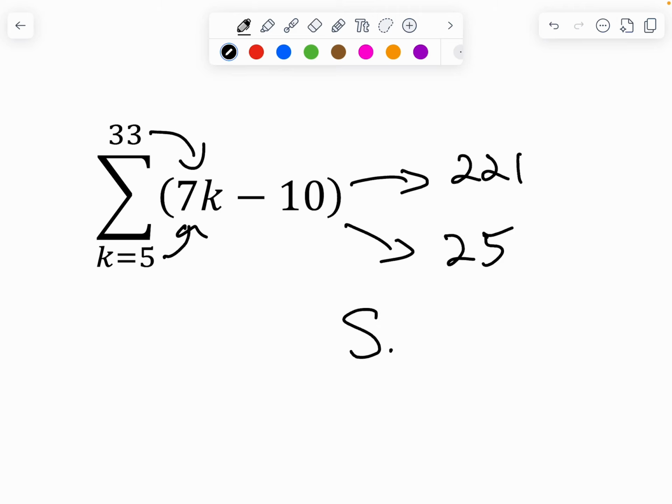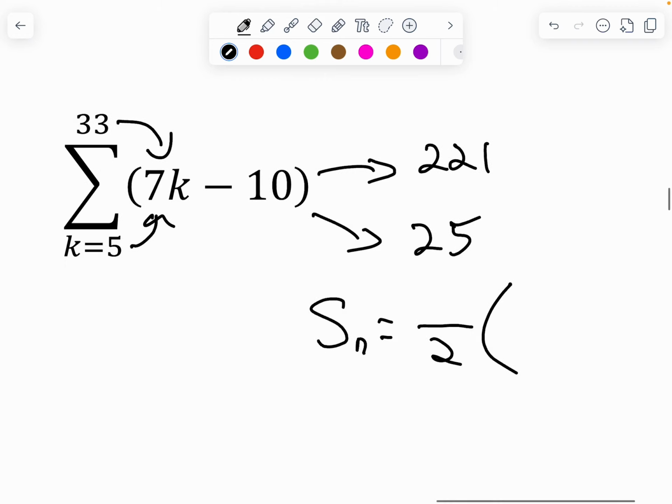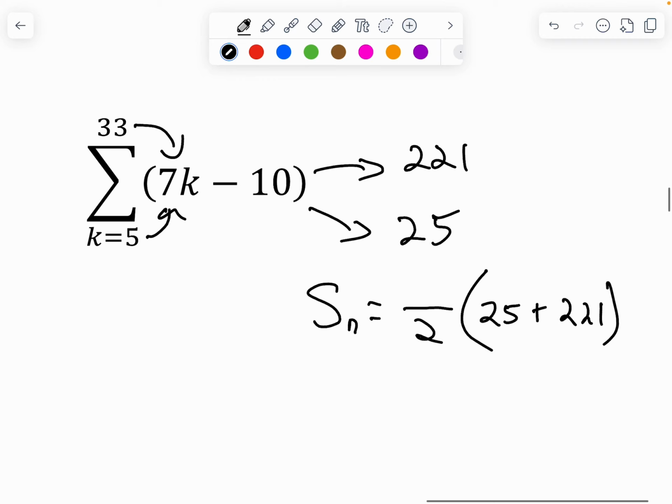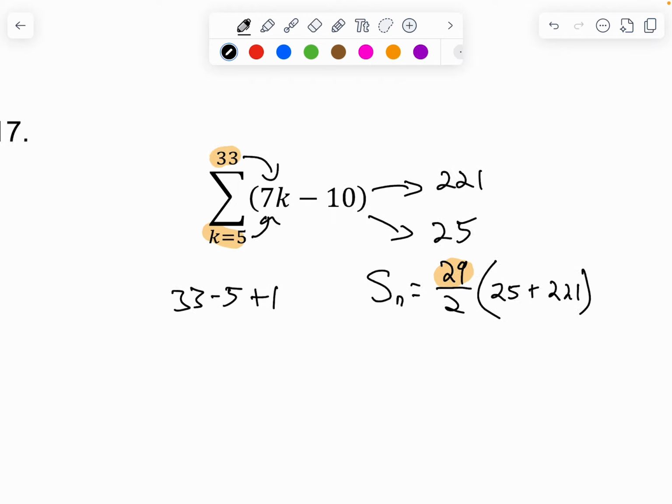And so in your sum formula, it's the number of terms divided by 2, and then the value of your starting, which is 25, plus the value of your ending, 221. And then the way that we find the number of terms is by taking the top minus the bottom plus 1. So 33 minus 5 plus 1. So 33 minus 5 plus 1 is going to give us 29. So when you evaluate that, that'll give you your answer.